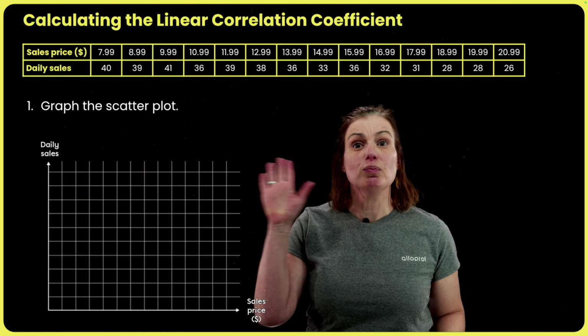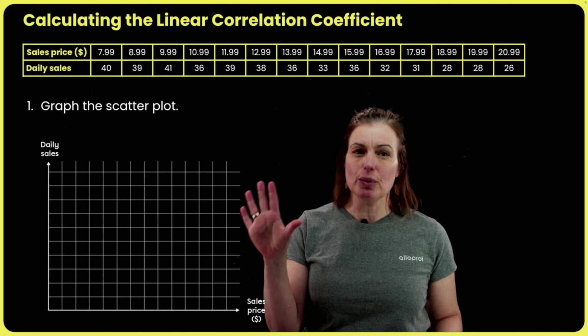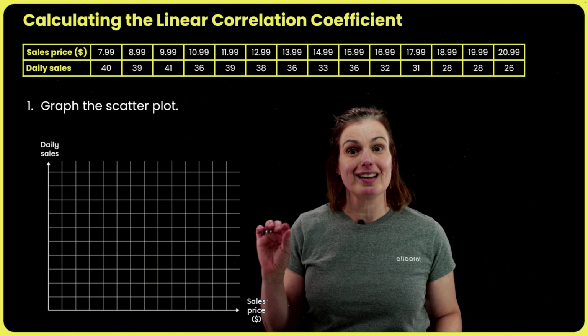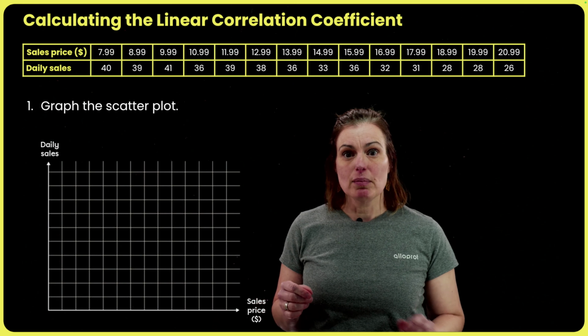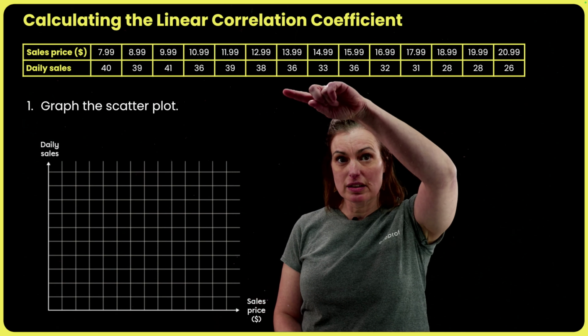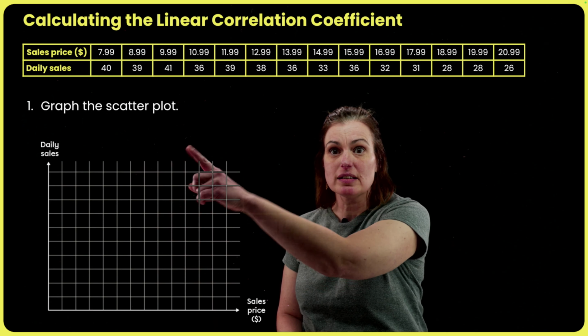For step 1, we want to graph the scatter plot. And before we go ahead and do that, I really need to focus on labeling the axes, which you've seen I've gone ahead and done here. My x-axis is the sales price, and the y-axis is the daily sales.